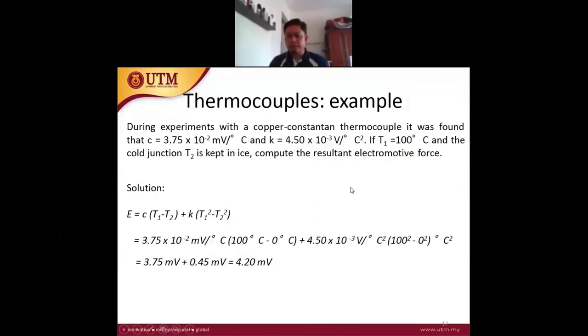So look at this example. This example shows an experiment with a copper constantan thermocouple, with constants C and K. C is 3.75 times 10 to the power of negative 2 millivolt per degree Celsius, and K is 4.5 times 10 to the power of negative 3. If T1, the hot junction or the measuring point, is 100 Celsius, and the cold junction is kept in ice, compute the resultant electromotive force.